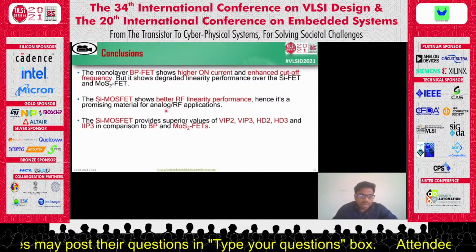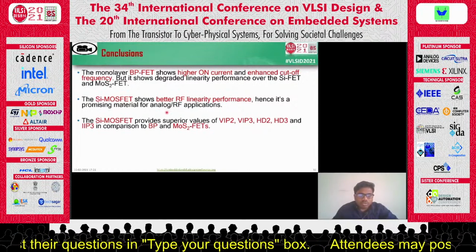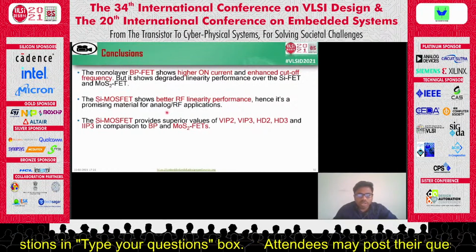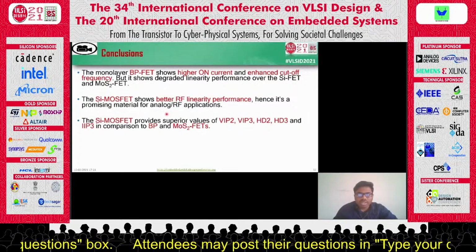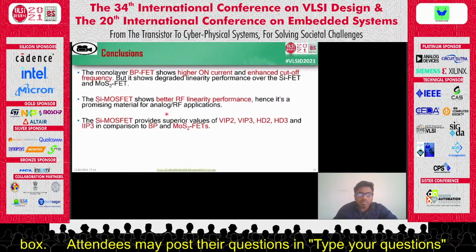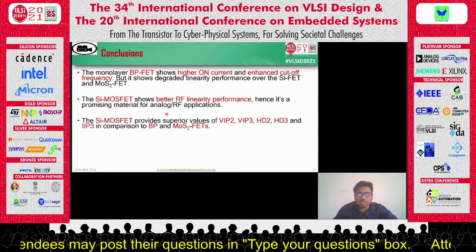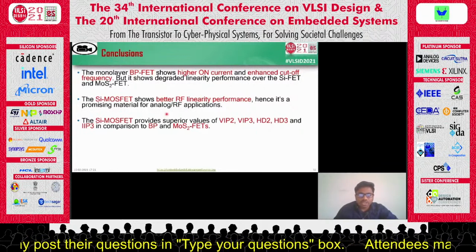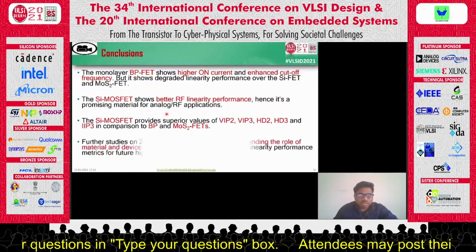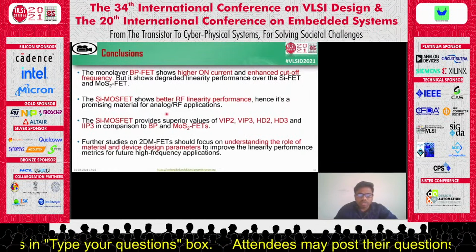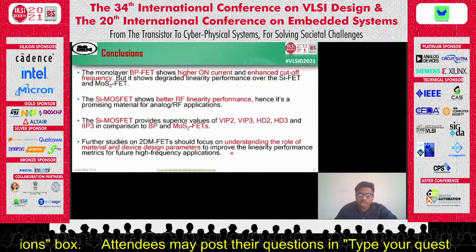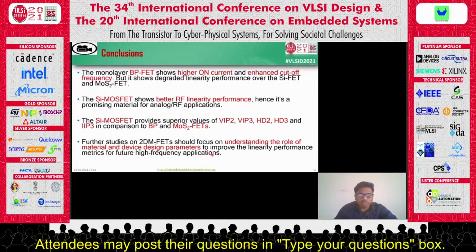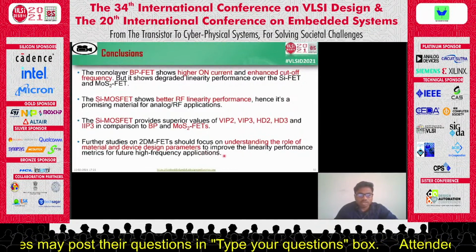And it is expected for the 2D material FET to have better linearity performance because it has a higher on current and enhanced cutoff frequency, but it has marginally lower values of VIP2, VIP3, HD2, HD3 and IIP3. So further studies on 2D FETs should focus on understanding the role of material and device design parameters to improve the linearity performance for future high frequency applications.